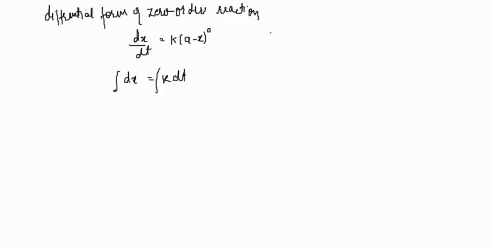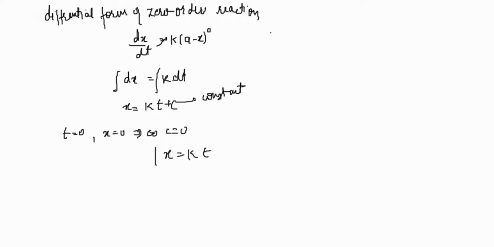We cross multiply, so we get k dt. So here x comes out to be kt plus c, where c is an integration constant. Now we know at time t equals 0, the concentration x equals 0, and that's why c equals 0. Now the equation comes out to be x equals kt. So this is the x value for zero order reaction.